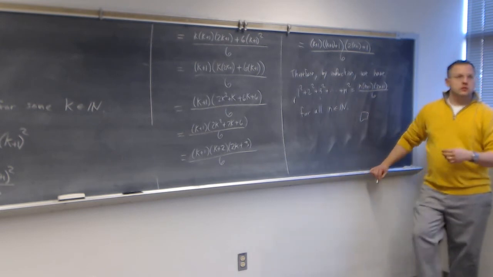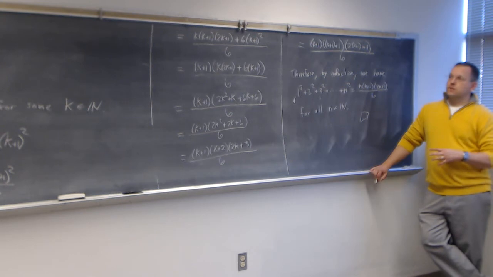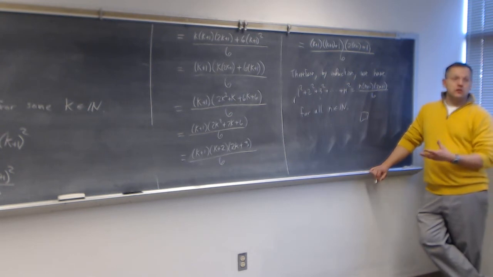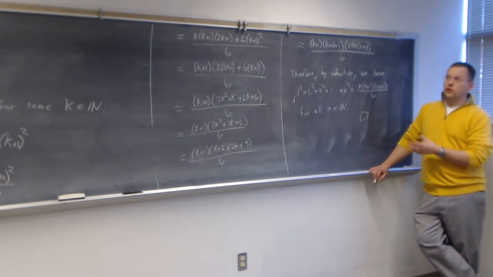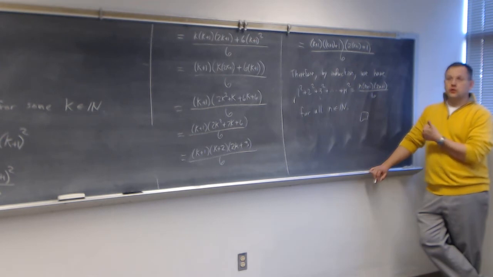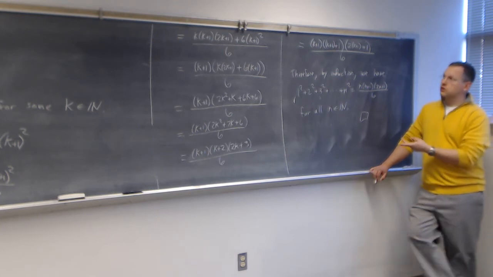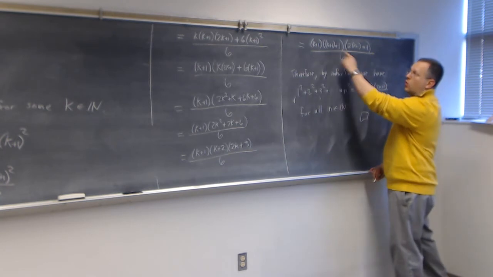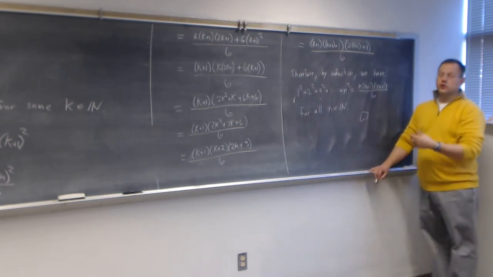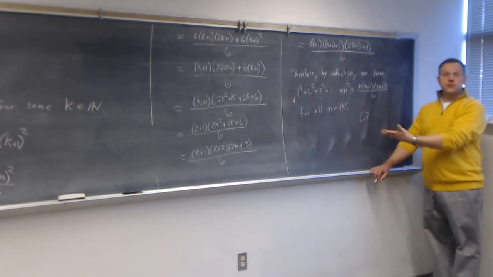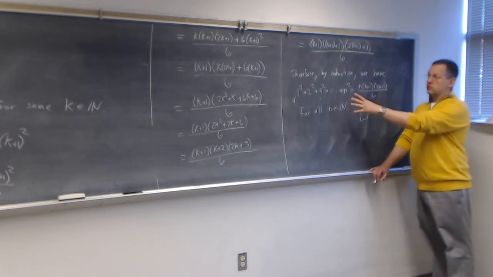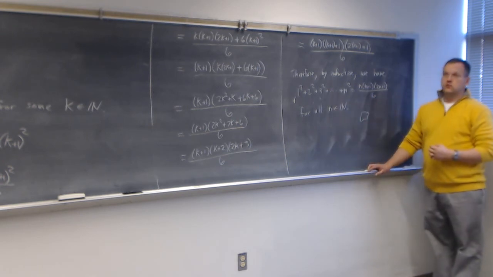Any questions? Every proof by induction basically follows the same formula. You have your basis step, where you show the statement is true for n equals 1. Then the inductive step, where you assume the statement is true for n equals k, and show that this forces the statement to be true for n equals k plus 1. Then you write a conclusion: therefore, by induction, the statement is true for all natural numbers.